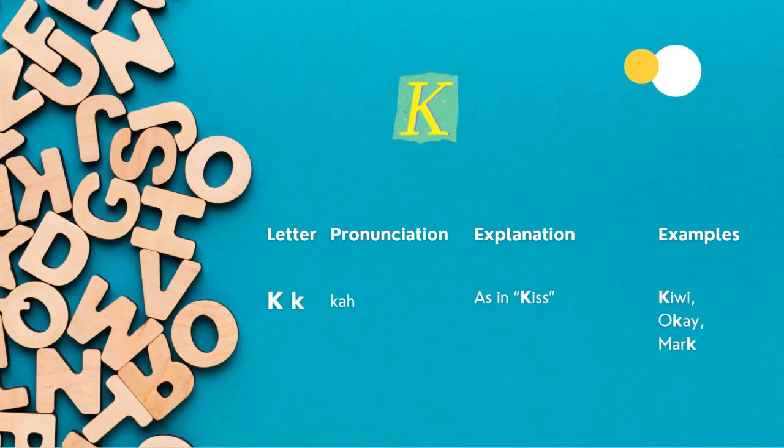Let's continue. We go to the K. And in Dutch, the K is the K. So the explanation of that is the same actually as in the English word kiss, right? Kiss, the K. And then some other examples are kiwi, okay, mark, right? K, the K sound. So repeat after me. K. Okay, good. And we continue.